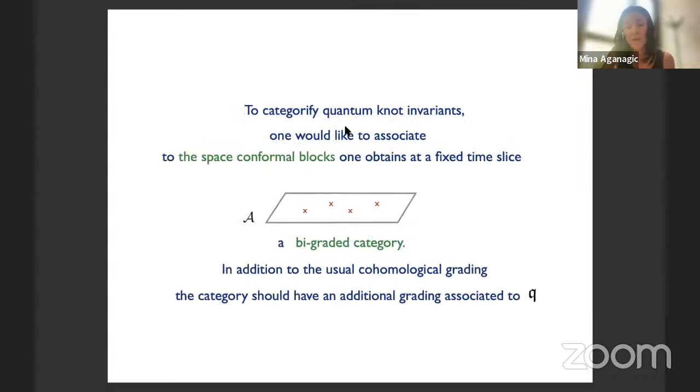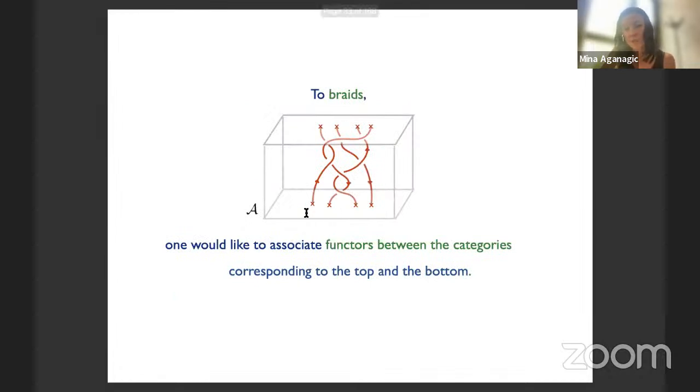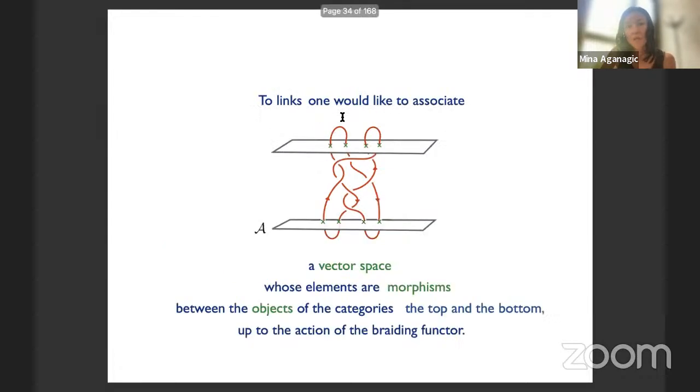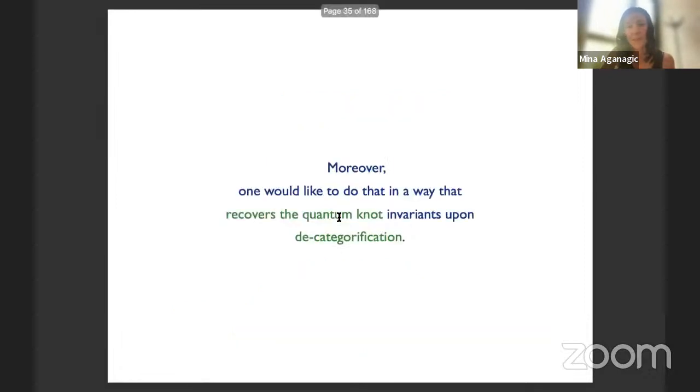To categorify quantum knot invariants, one would like to associate to the space of conformal blocks, which you get on a fixed time slice, a bigraded category, which in addition to the usual cohomological grading has an additional grading associated to q. To braids, we'd like to associate functors between categories corresponding to the top and the bottom. To links, we'd like to associate a vector space whose elements are morphisms between objects of the categories at the top and the bottom, up to the action of the braiding functor. Moreover, we'd like to do all that in a way that recovers quantum knot invariants upon decategorification.